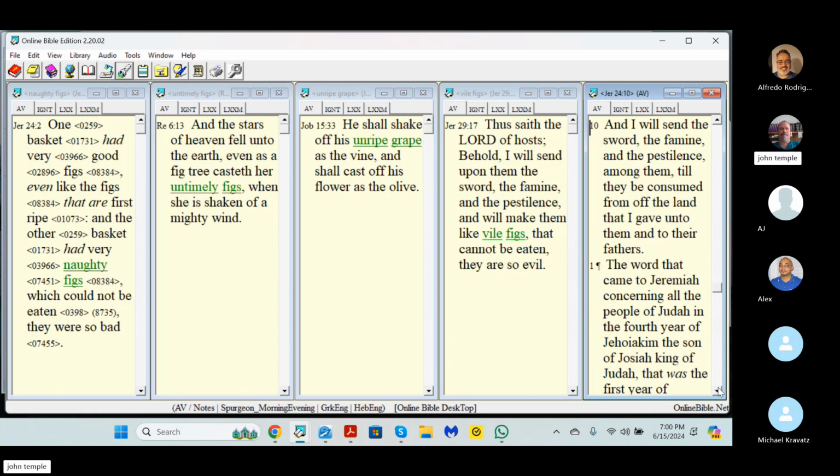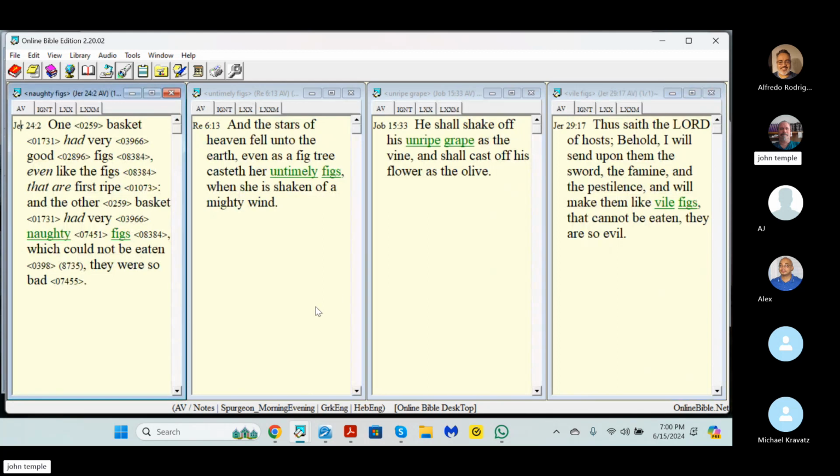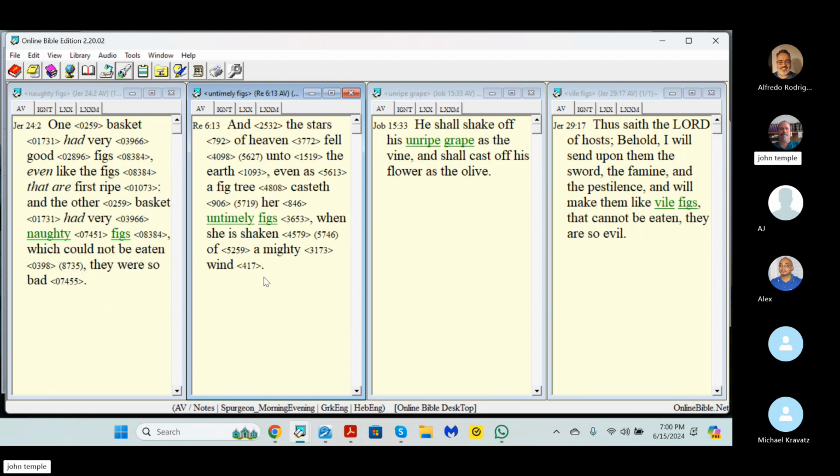Among them till they be consumed from off the land that I gave unto them and to their fathers. So there are parables and metaphors for all the naughty figs and bad figs and things like that. And then also, Revelation 6:13 talks about untimely figs. And that's the one we looked at already.